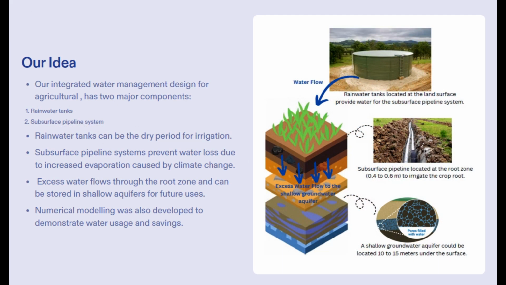So our idea has two main parts. The first part is the rainwater tank on the surface. The rainwater tank is able to collect rainwater during rainfall events. The tank itself connects to a subsurface pipeline, which is located at the crop root zone, about 0.4 to 0.6 meters underground. The subsurface pipeline is used to irrigate the crop at the root zone and to limit water evaporation at the surface.